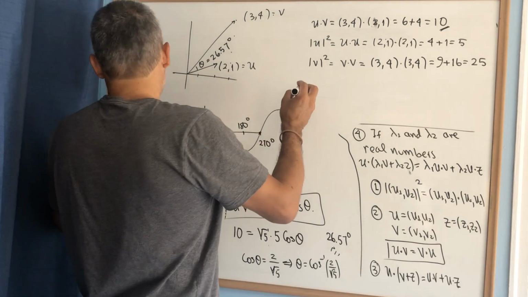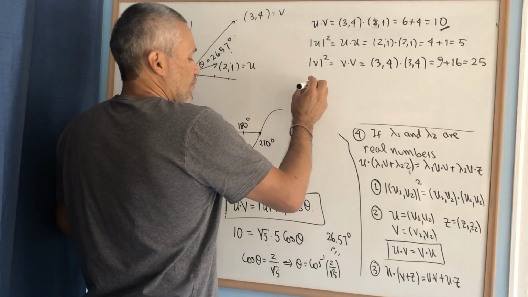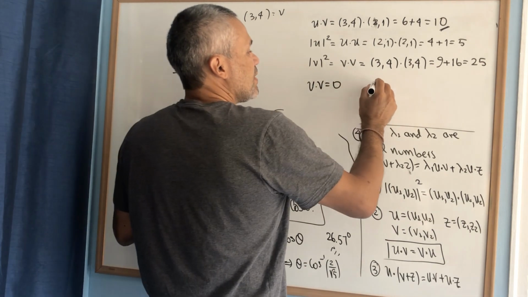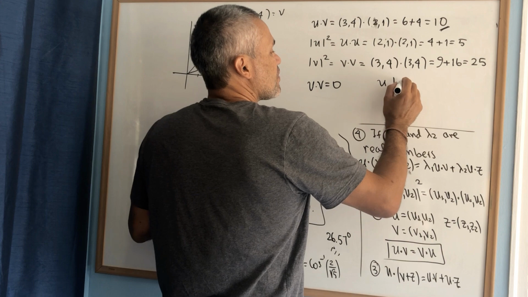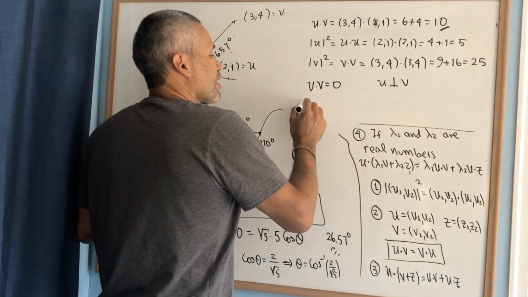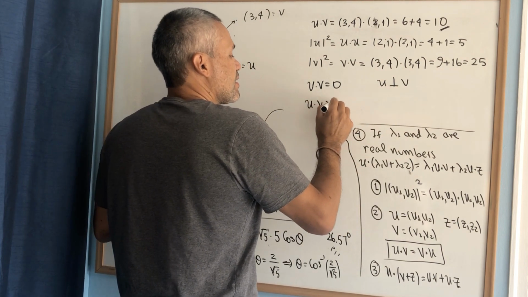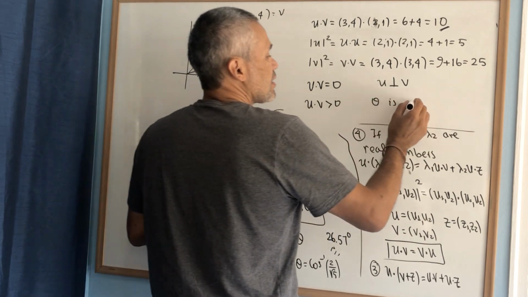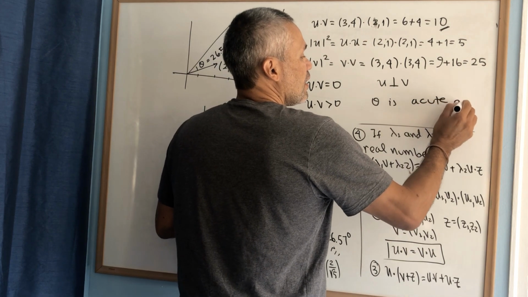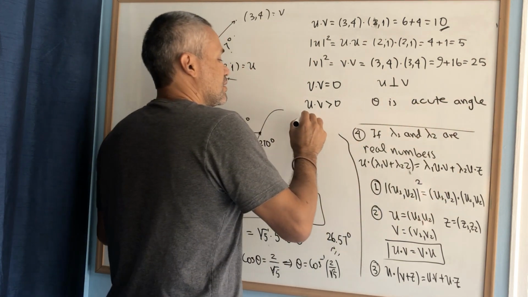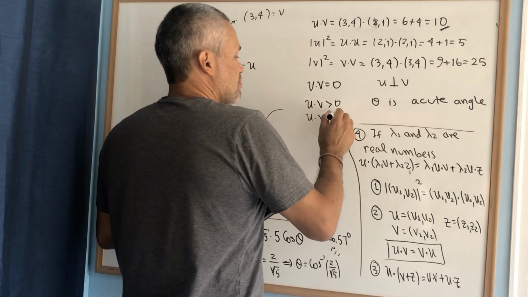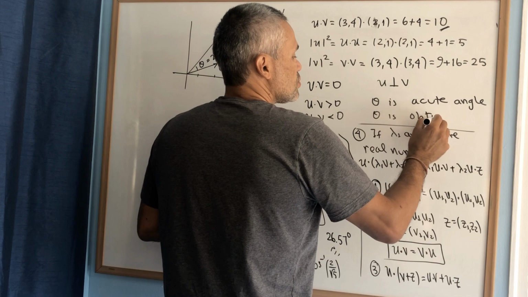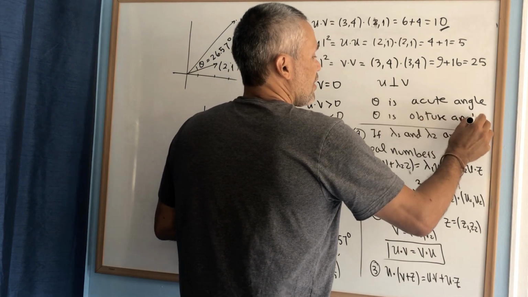Then let me just finish by writing that down. We have that u dot product with v being 0 means that u is perpendicular to v. u dot product with v bigger than 0 means that theta is an acute angle. And u dot product with v smaller than 0 means that theta is an obtuse angle. It's an angle bigger than 90.